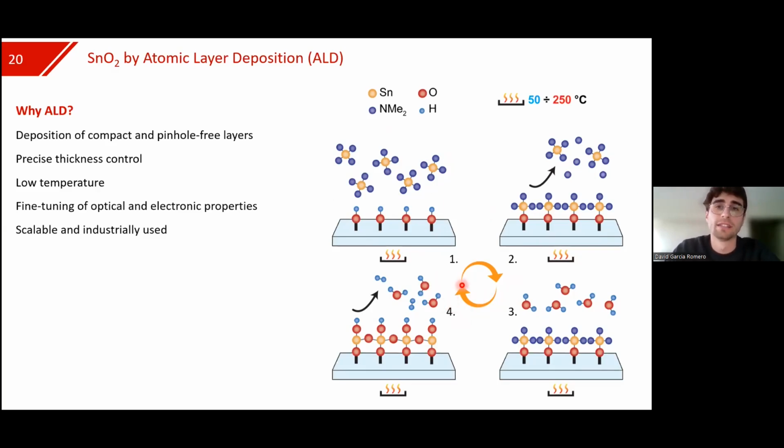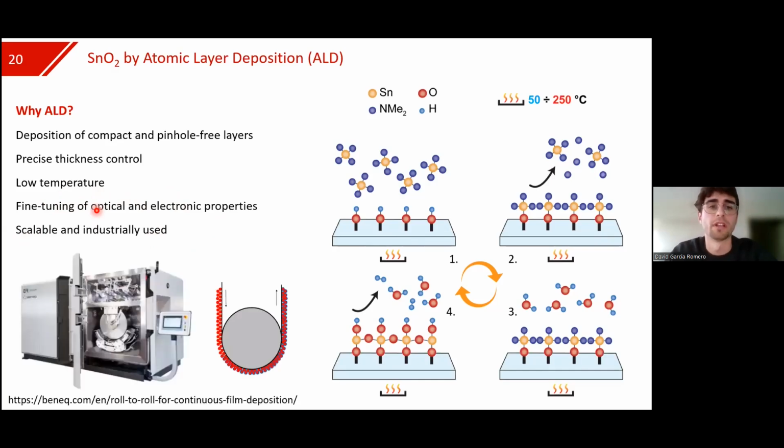What are the interesting things about ALD? Well, it allows for deposition of compact layers. So this is highly used, especially for oxides, also in other fields. It allows for very good thickness control. We can tune the temperature of the system and therefore the optoelectronic properties. And finally, even if it's not intuitive, it's also scalable and industrially used.